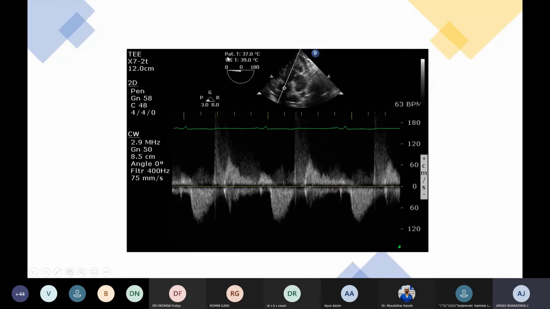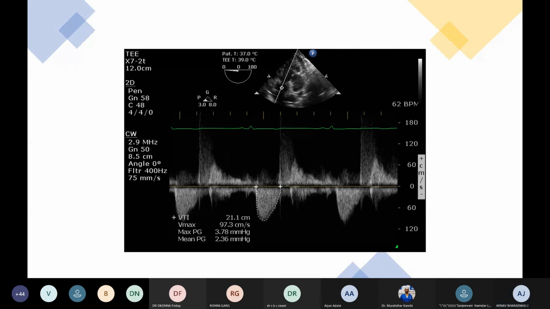This is how we measure. The alignment of the Doppler angle is very important, and it should not be more than 15 degrees. If it is more than 30 degrees, it gives error in the measurement. This is how we trace the continuous wave Doppler. Here we get a velocity time integral of 21.1 centimeters, maximum velocity 97.3 centimeters per second, maximum gradient 3.78 and mean gradient 2.76, which is a normal value.